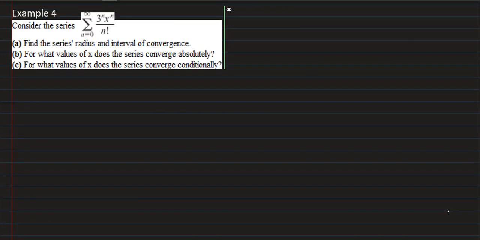Let's look at this series. We're going to use the ratio test because clearly this doesn't fit the geometric series. So for the ratio test, we need to identify a sub n. Well, that's going to be 3 to the n, x to the n over n factorial. And we also need to identify a sub n plus 1. And that's 3 to the n plus 1 times x to the n plus 1 over n plus 1 factorial, which can be rewritten as 3 to the n times 3 times x to the n times x over n plus 1 times n factorial.